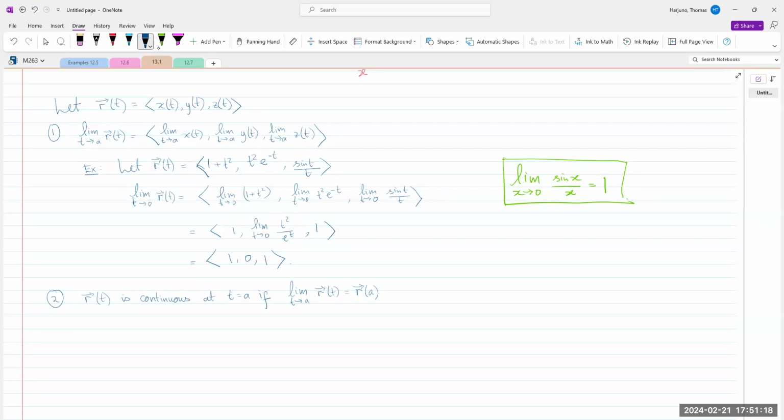Now, please be aware, what does this mean? This implies, first, the limit needs to exist. And when we say the limit exists, it means all 3 components, x, y, z, exist. Second, not only does it exist, they're equal.